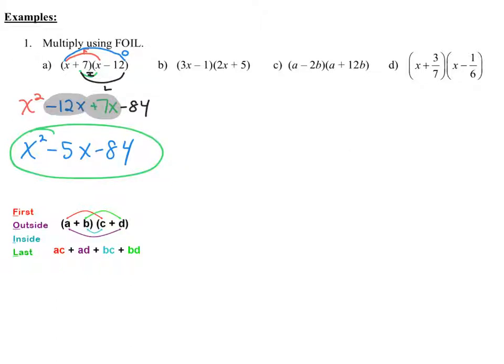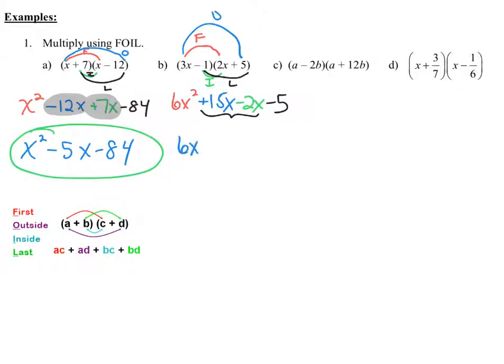Let's look at the second example using the FOIL process. First, outer, inner, last. We begin multiplying 3x times 2x to get 6x squared. That's our first. Our outer is 3x times a positive 5, so that's going to be 3 times 5 is 15x. The inner is negative 1 times 2x, negative 2x. And then the last is negative 1 times positive 5, or negative 5. We combine those middle two terms, or like terms, to get 6x squared plus 13x minus 5.